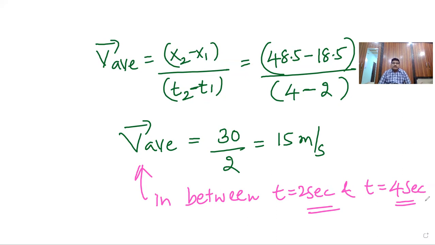In the first part of the problem, we calculated instantaneous velocity at a particular given time, t equal to 0 and t equal to 2 seconds, a particular instant of time. Whereas in the second part, we have calculated average velocity between t equal to 2 seconds and 4 seconds, that is, change in displacement between these two points divided by change in time between them. That is nothing but this. Is it clear?